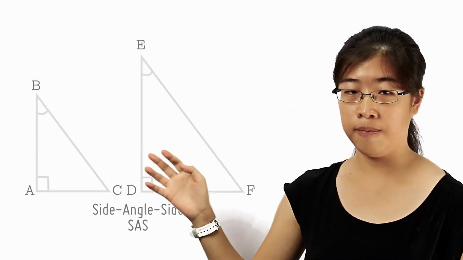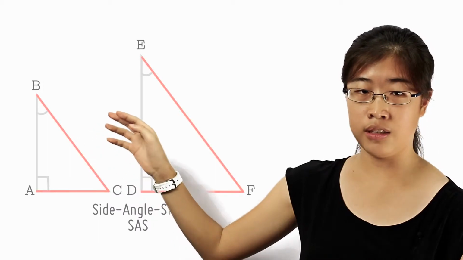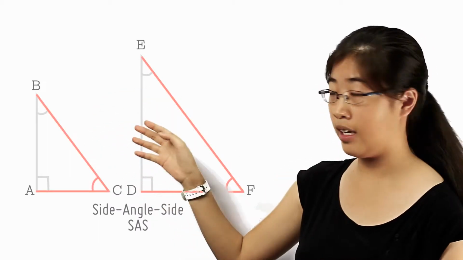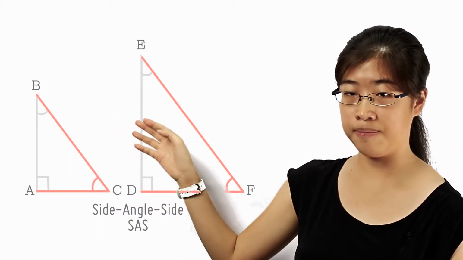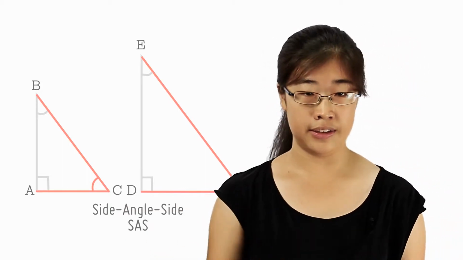Look at these two triangles. This method can only be used when we know two sides, say these two highlighted in red, and this angle, which is between the two sides. It is called side-angle-side, or SAS.